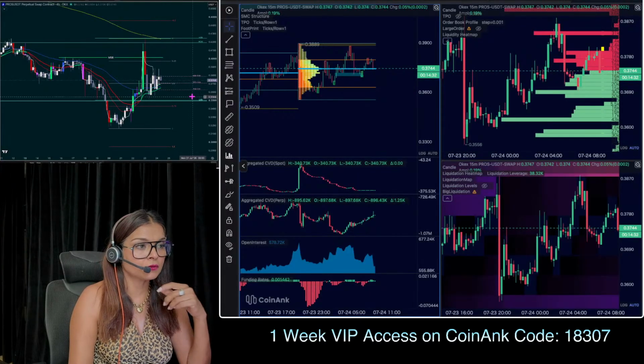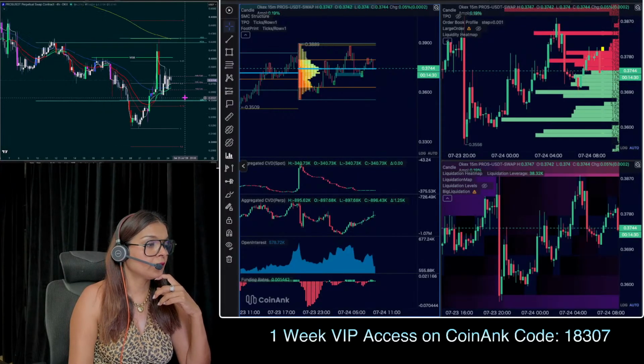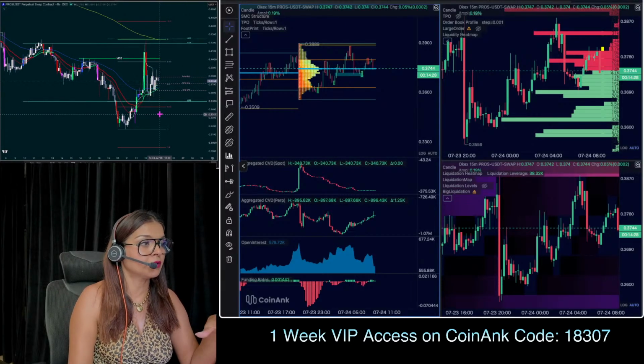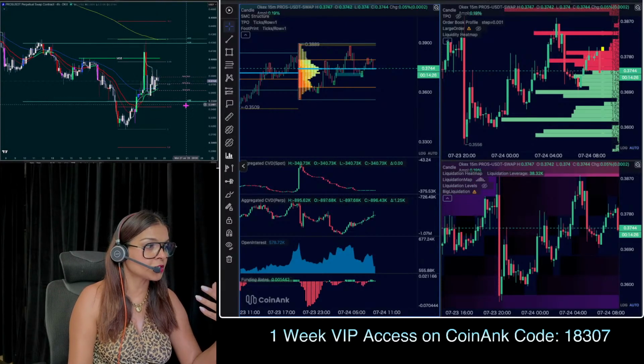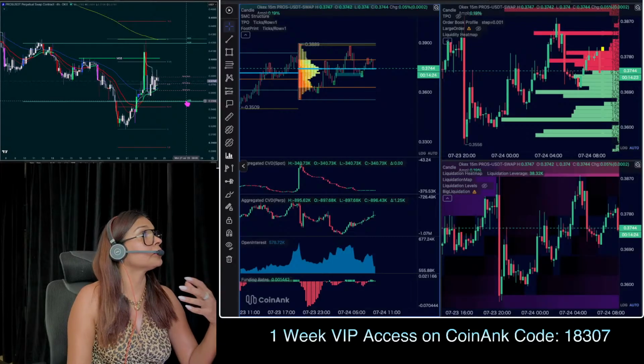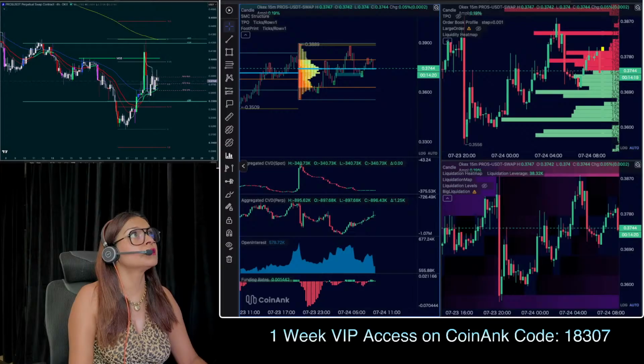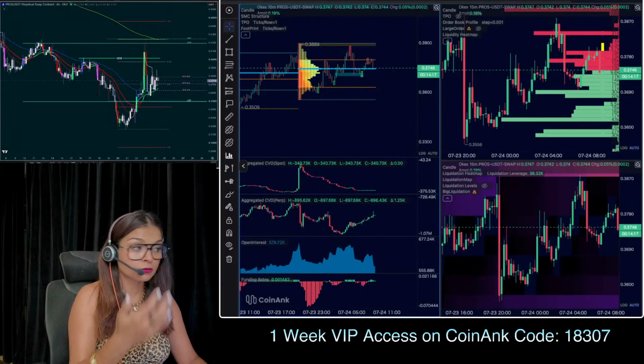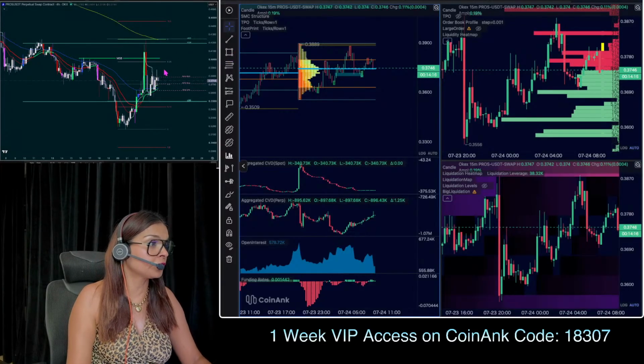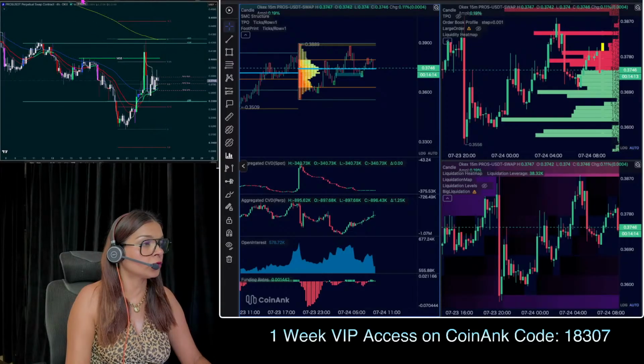For now, I don't see a setup, so I'm going to wait until I have real confirmation of a setup. I don't know what tokens you guys are looking at right now, but these are the ones that caught my eye.